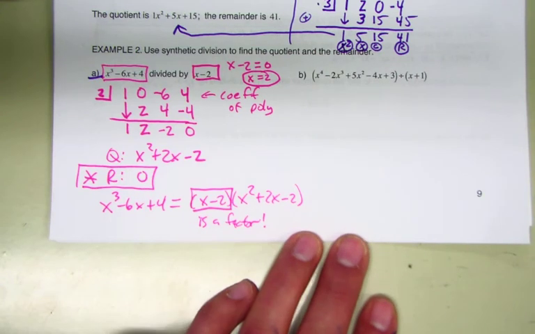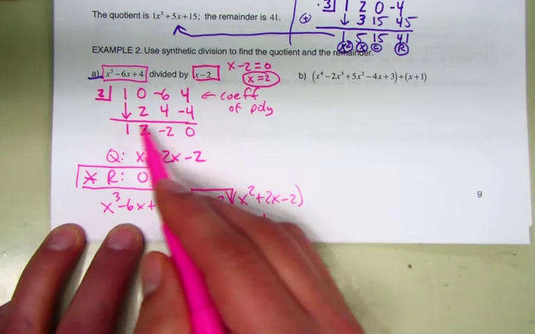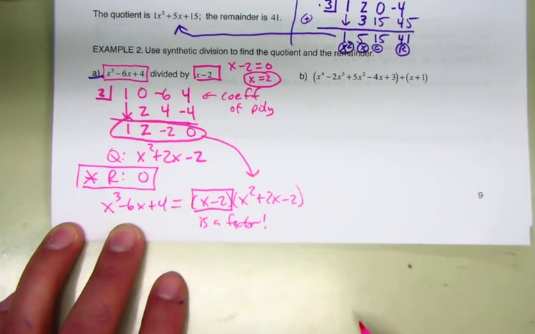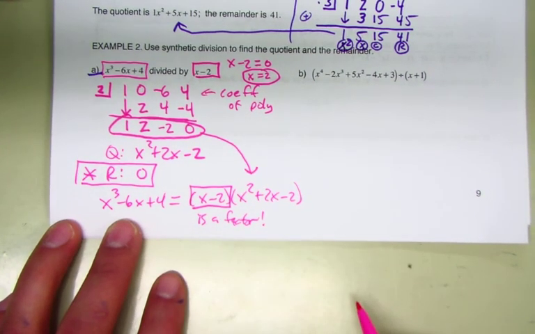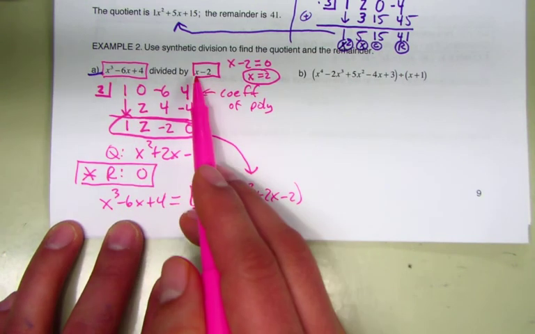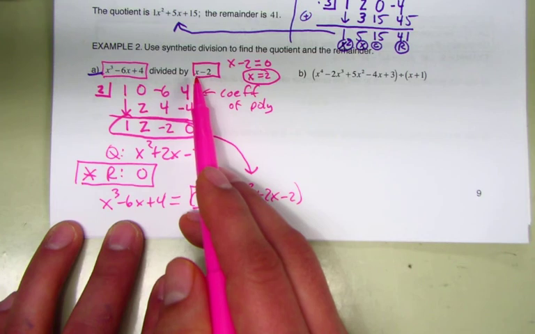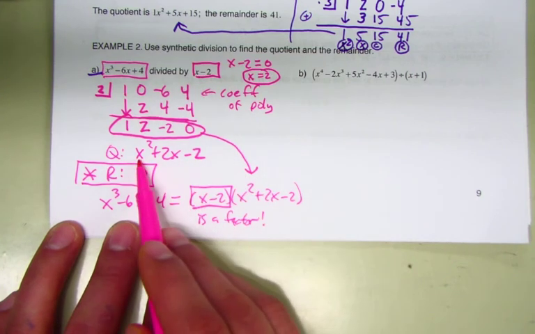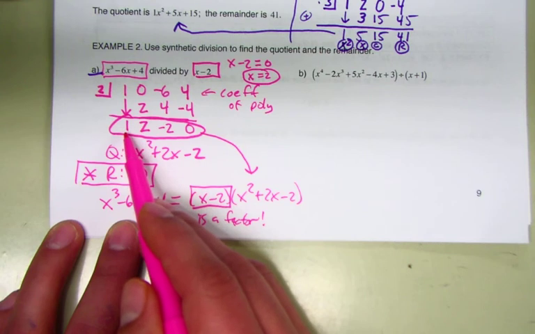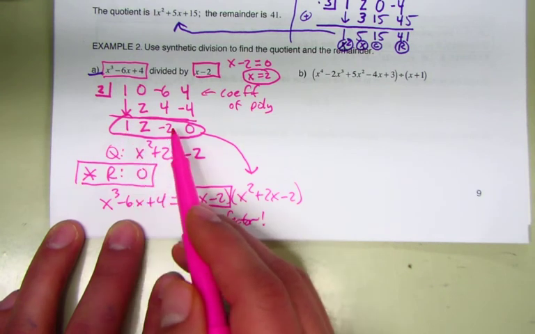Yes? How do you know that the quotient was x squared? Because whatever I get here tells me the coefficients of the quotient. And so if we have an x cubed polynomial and we're dividing it by something with an x, the very first term has to be x squared, or at least whatever this number is times x squared. So what if it was the x cubed? Would it just be x?